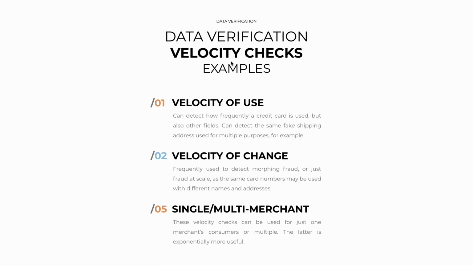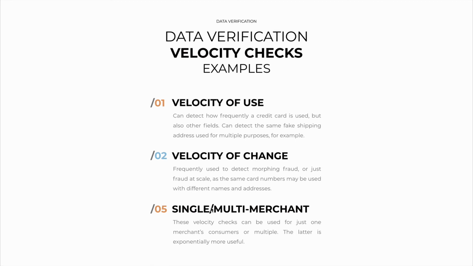What are some examples of velocity checks? Velocity of use, for example, can be used to detect how frequently a credit card is used, but also other fields. For example, it can detect the usage of the same fake shipping address for multiple purchases. Velocity of change checks can be used to detect dynamic or morphing fraud, or just fraud at scale, because the same card numbers will be used with different names and different addresses.